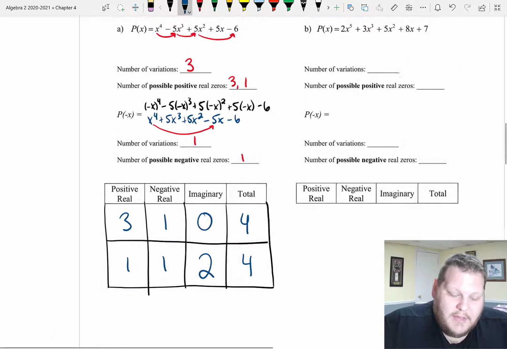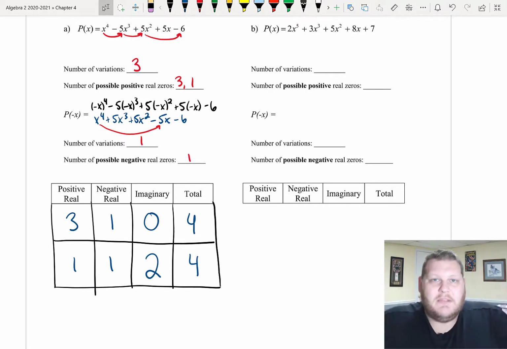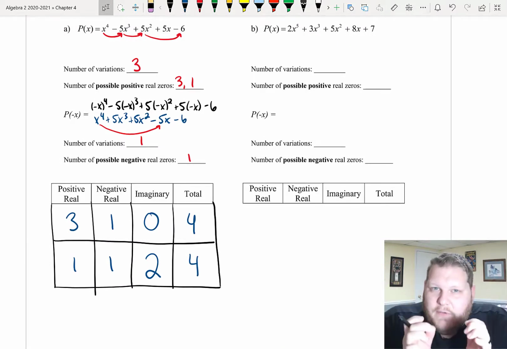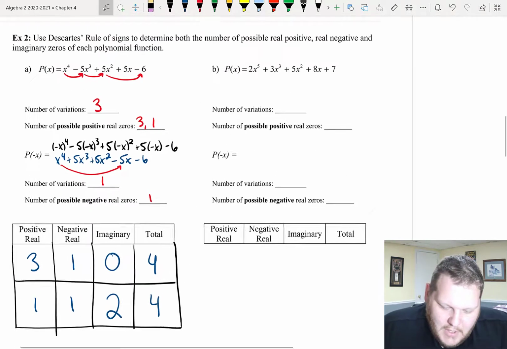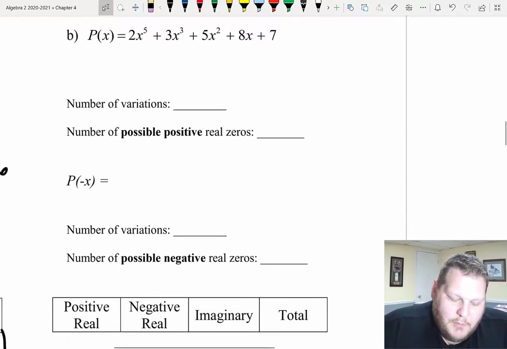We're trying to, again, take our list of all these possible rational roots and narrow it down even further. We want to try and minimize how much guessing and checking we have to do in a polynomial in order for us to be able to figure out our answer. So let's go ahead and try this again with b.